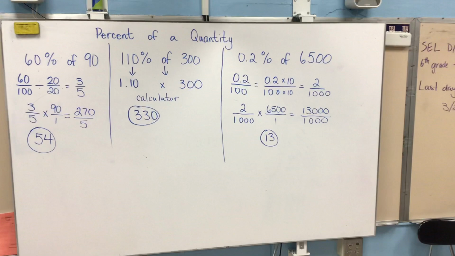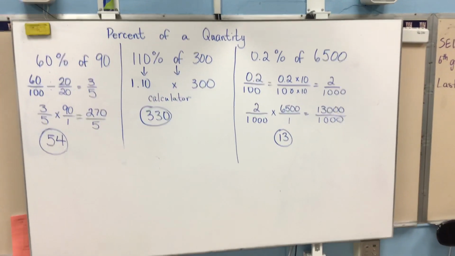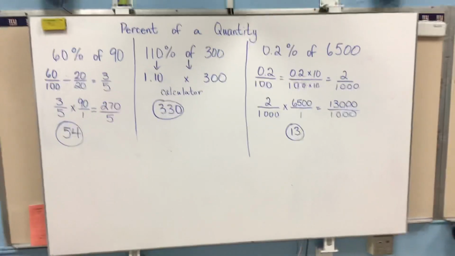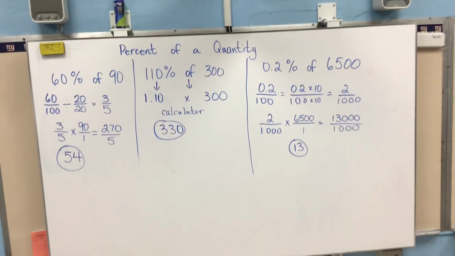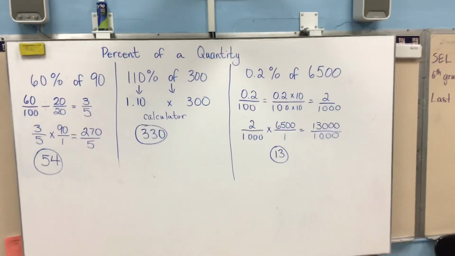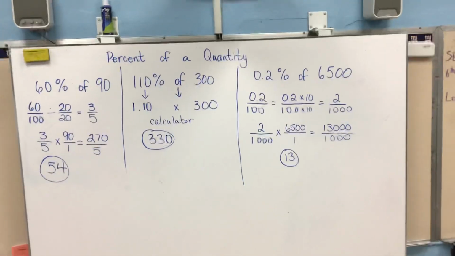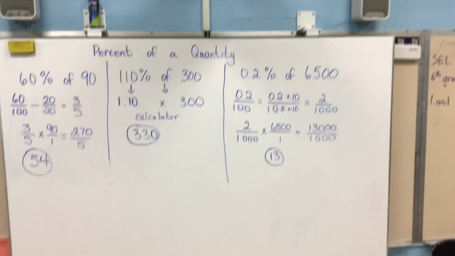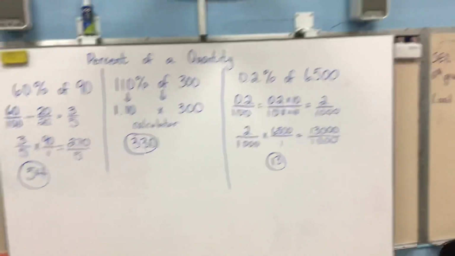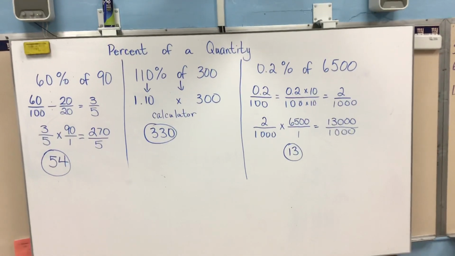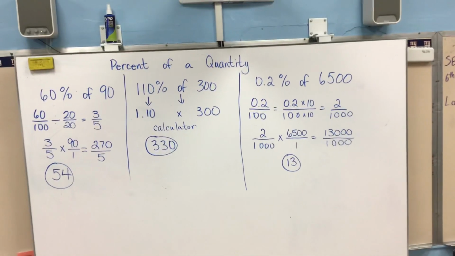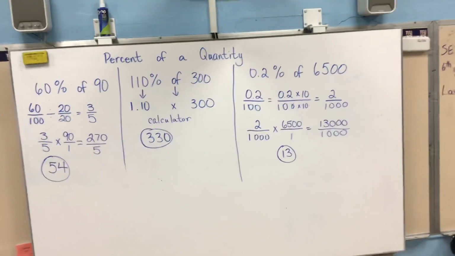For my last example, I have 0.2% of 6,500. In this case, I put it over a ratio of 100, 0.2 over 100, but then I realized that I do not want a decimal in my fraction type ratio. So I must multiply 0.2 times 10. But if I multiply the top by 10, then I have to multiply the bottom by 10. So that gives me an answer of 2 over 1,000.